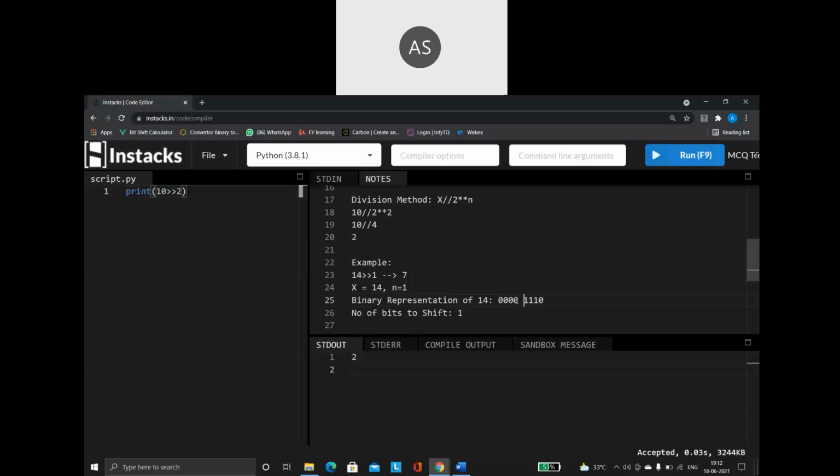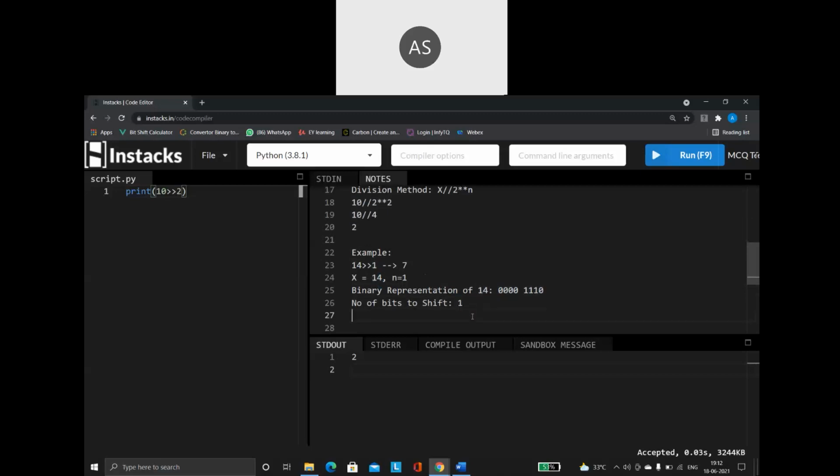First thing, the binary equivalent. What is the binary equivalent of 14? This is the number. How many bits to shift? Only 1 bit. So the new value we are going to get is something like this. From the right side, 1 bit has to be removed and we have to add a 0 on the left hand side. This is the new value. When I convert it to a decimal value, it will give me the result as 7.